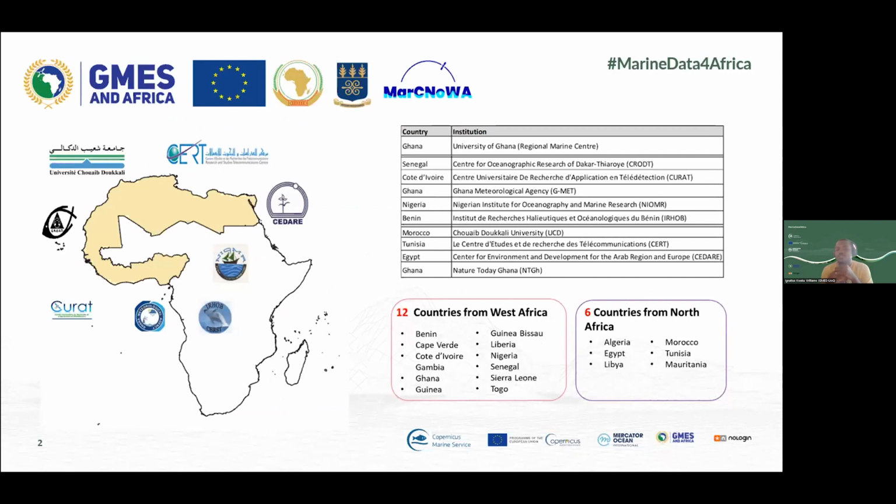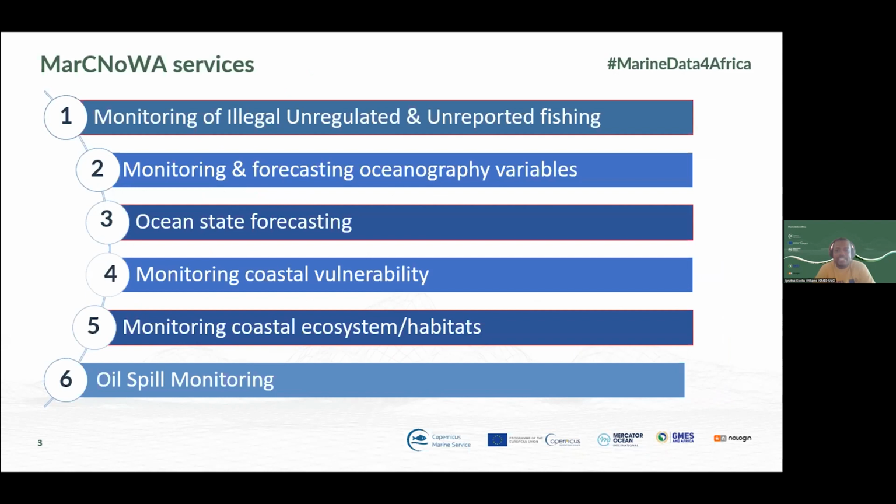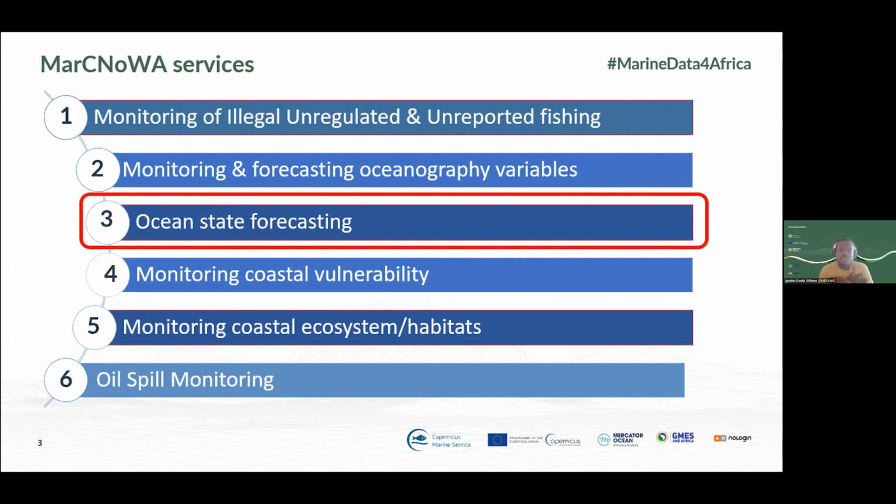It's been implemented by 10 partners in Ghana, Senegal, Cote d'Ivoire, Nigeria, Benin, Morocco, Tunisia, and Egypt. And the scope of this project is covering 18 coastal countries in North and Western Africa. The aim of this project is to be able to provide end users and mainly policymakers with information on six main services, looking at monitoring of illegal, unregulated, and unreported fishing, monitoring and forecasting of ocean variables, as well as forecasting ocean state, monitoring coastal variability and coastal ecosystems, as well as the very new one, which is the oil spill monitoring service.